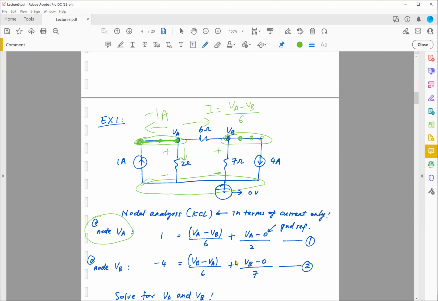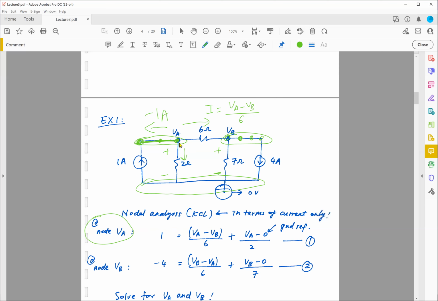Now, in this particular equation, if you look at the way I wrote equation number 1, you see that I put these 2 terms on the right. These 2 terms correspond to the current flowing out of the node, whereas this term on the left corresponds to the current entering the node.